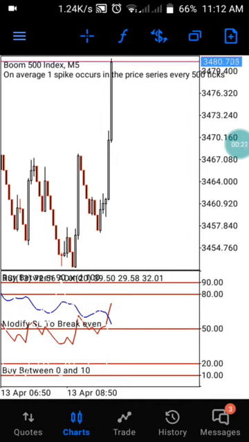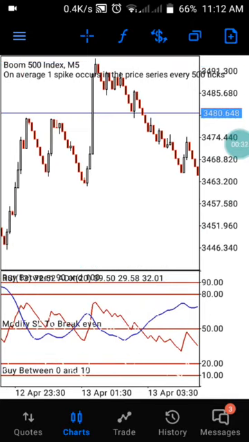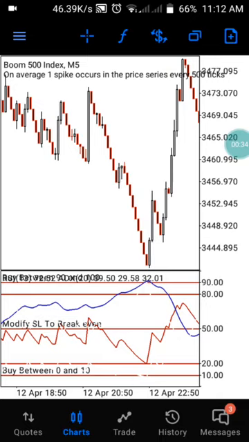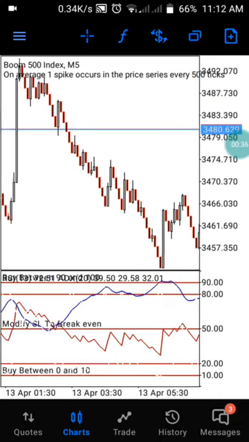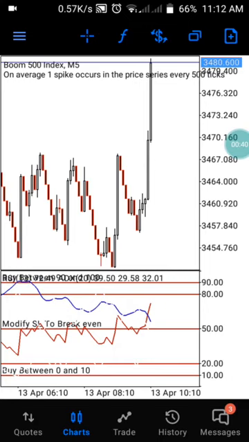Guys, today I'm going to introduce to you another strategy that you can use to take a spike, and this is a very simple strategy. Even as a beginner, you can use this, and it's going to really help you make a lot of profit in the market. The first thing I have to tell you is that this strategy only works on Boom 1000 and Boom 500.